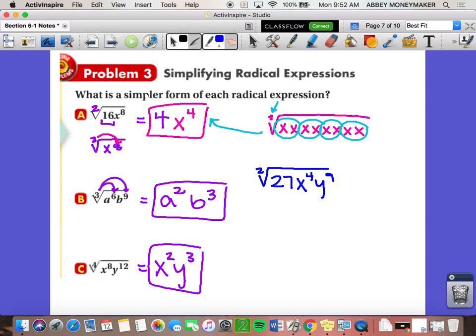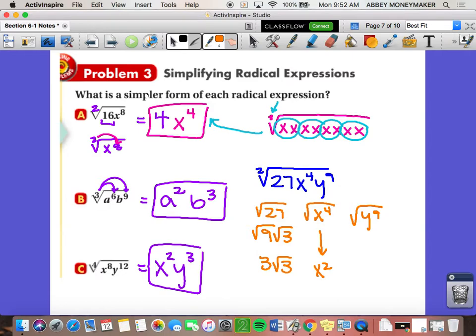And let's break apart everything that we have here. So let's say I'm going to take the square root of 27. I'm going to take the square root of x to the 4th. And I'm going to take the square root of y to the 9th. Let's break down the 27 first. That breaks down into the square root of 9 times the square root of 3, which gives me 3 square roots of 3. For the x to the 4th part, that would just simplify in one easy step to x squared.